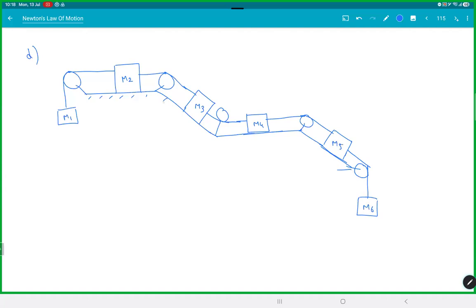You have blocks like this, 6 blocks. Let this angle be alpha, let this angle be beta. Let the tension in this string be T. Find the acceleration of the blocks and the tension T in that string.